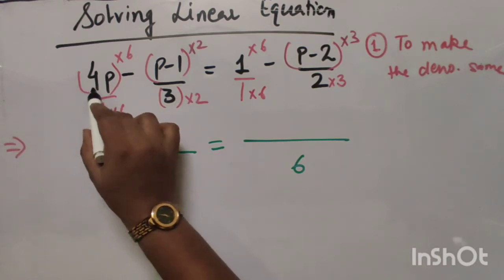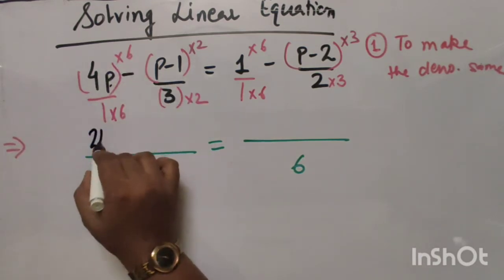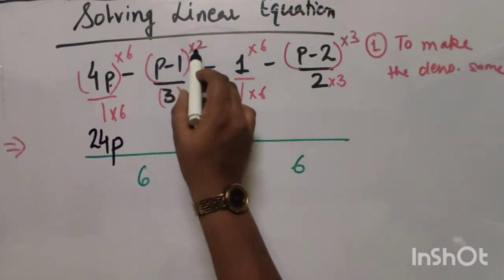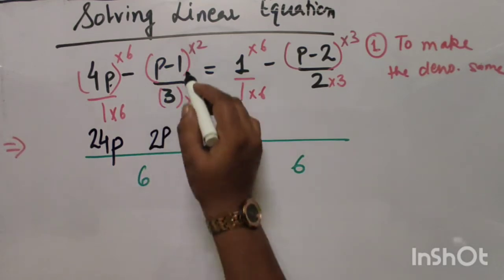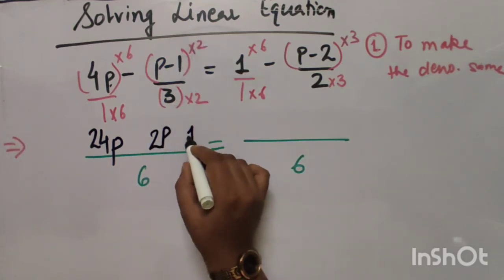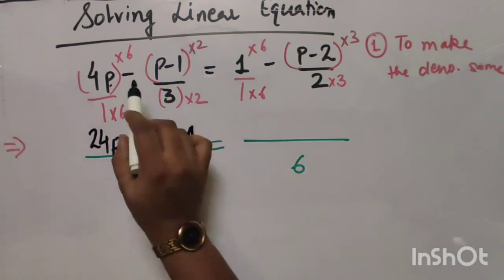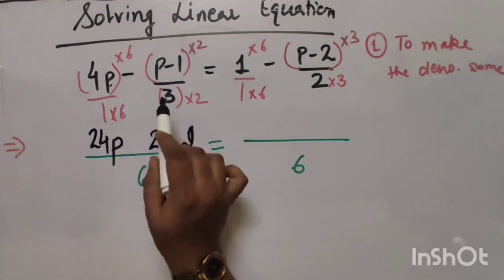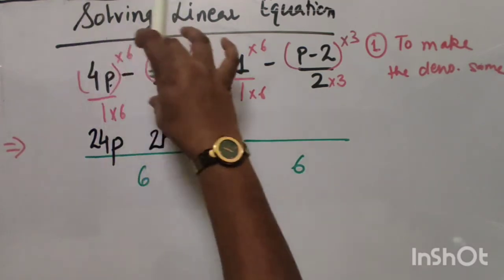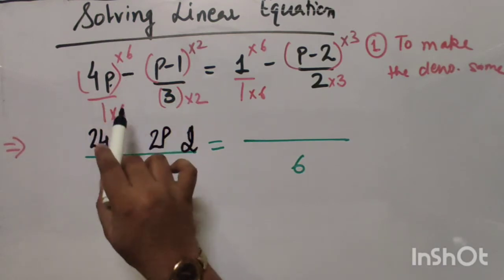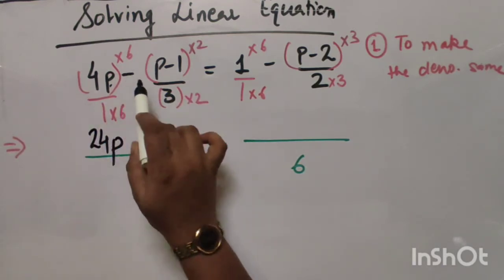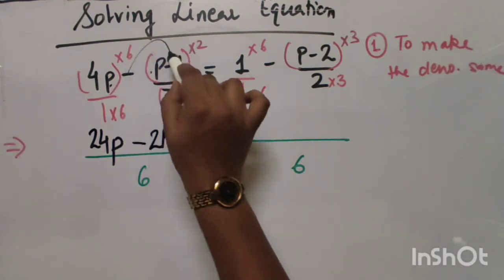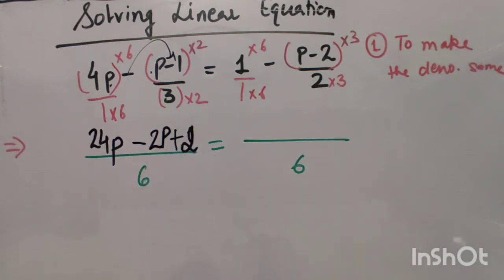Here 4p multiplied by 6 will be 24p. Now p into 2 will be 2p and 1 into 2 will be 2, right? Now we can see what sign will be there for these terms. There is a minus sign between both terms, so that sign will be considered. Negative and positive will become negative, and negative and negative will become positive.